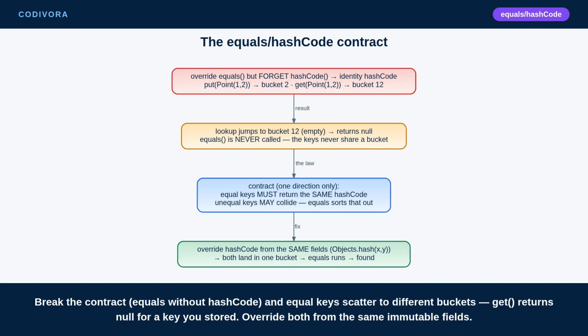The contract is one-directional. If two keys are equal, they must return the same hash code. The reverse is fine. Unequal keys are allowed to collide. That is just an ordinary collision. The fix is to override hashCode from the same fields as equals and keep those fields immutable while the object is a key. Break the contract and your entry is stored where nobody ever looks.